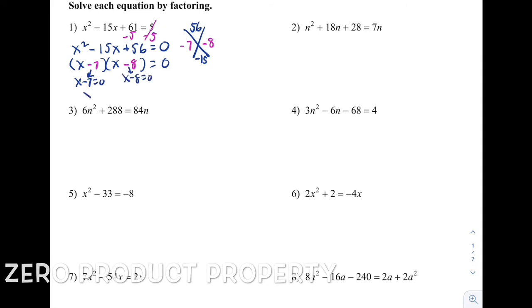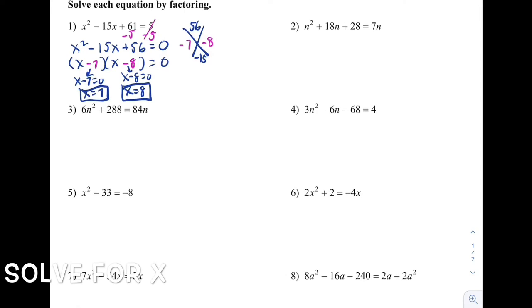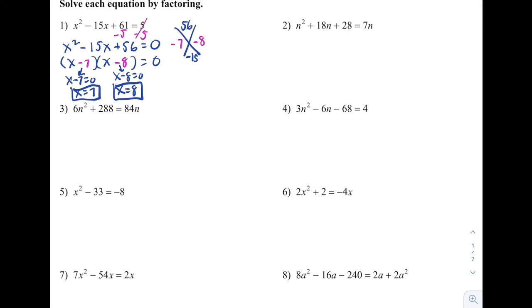And we automatically can see when you add 7 to both sides, this is going to be 7. Add 8 to both sides, this one's going to be 8. Right there. So those are our two answers, 7 and 8. Okay, so all your steps should look just like this. Set it up that way. Okay, let's do number 2.